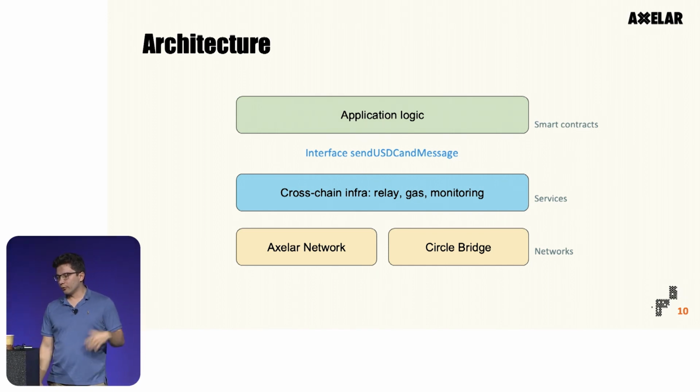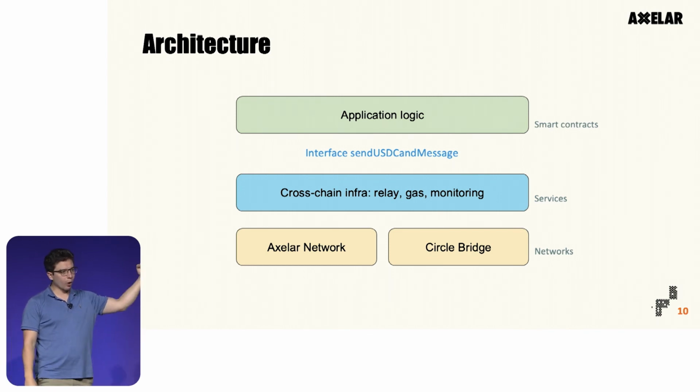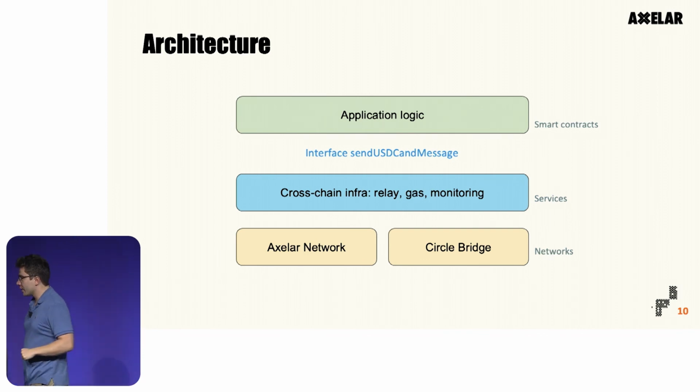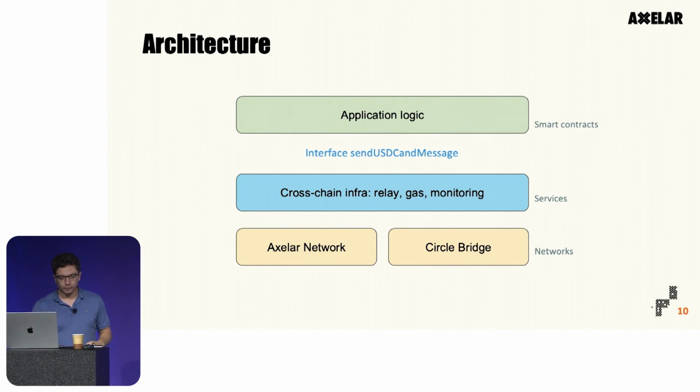The second thing we have done is we have extended a simple call for applications to be able to perform a send USDC function with a message payload attached to it, right? So again, I want to send my USDC to Ethereum and I want it to be swapped for ETH, right? So that can be encoded and that can be called through the send USDC and message function call.